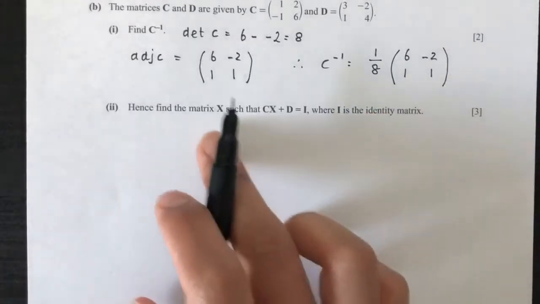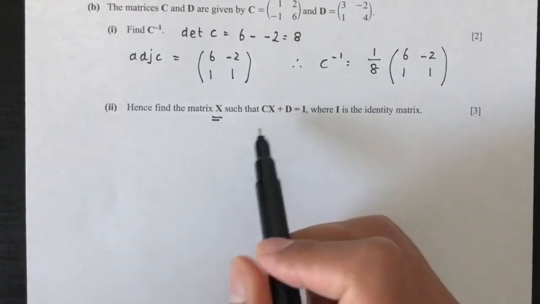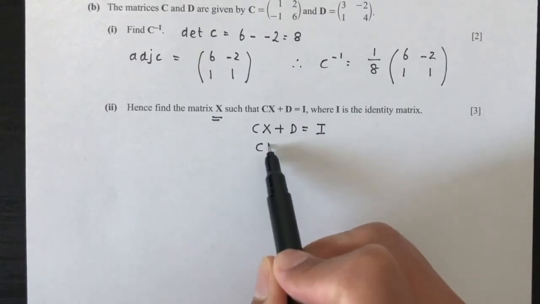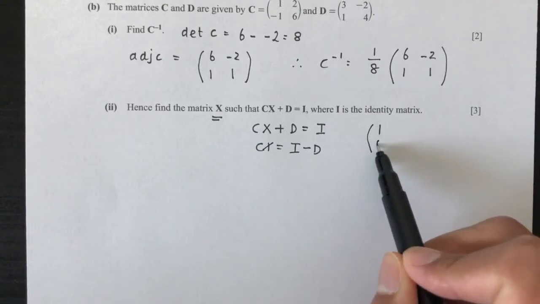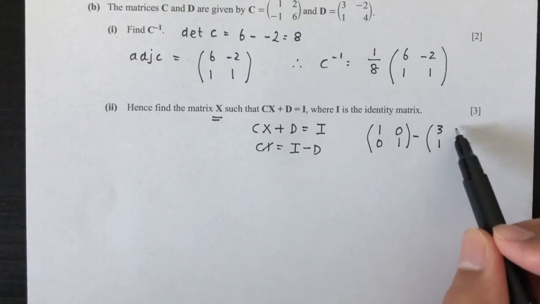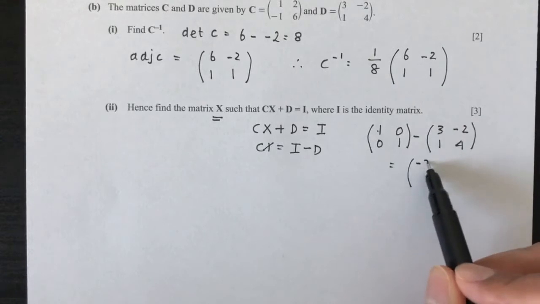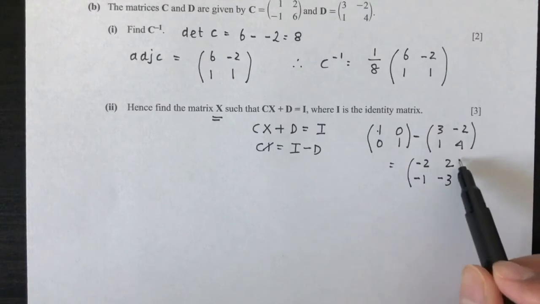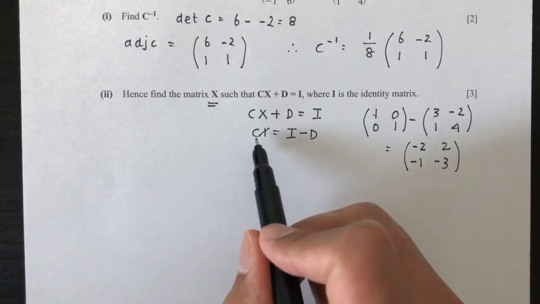Now we have to use this to find the value of x. Hence find the matrix x in this equation. So we have Cx plus D equal to I. So Cx is equal to I minus D. I is just 1, 0, 0, 1 minus D. D has been given to you as 3, 1, minus 2, 4. That is 1 minus 3 is minus 2, minus 2 is 2. This is minus 1 and this is minus 3. This is this matrix.